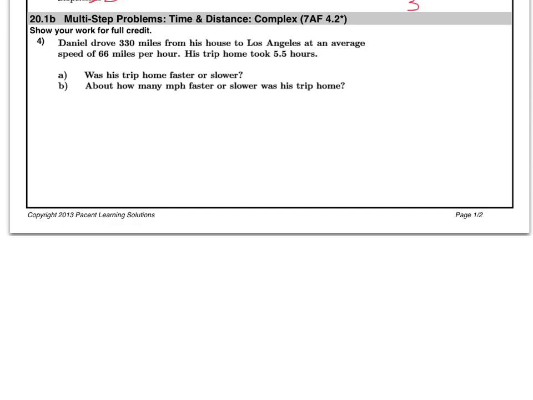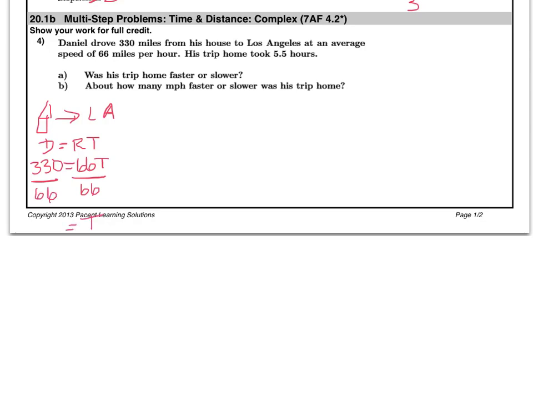So if he drove 330 miles, that's his distance at an average speed of 66 miles per hour. We could solve how many hours he drove for. So we use the trip from his house to LA. So that's his house to LA. And we use the formula D equals RT. And the distance was 330. And it's equal to the rate of 66 times some number of hours. We don't know what it is, so we want to solve. So we want to divide both sides by 66 so that we can get T alone.